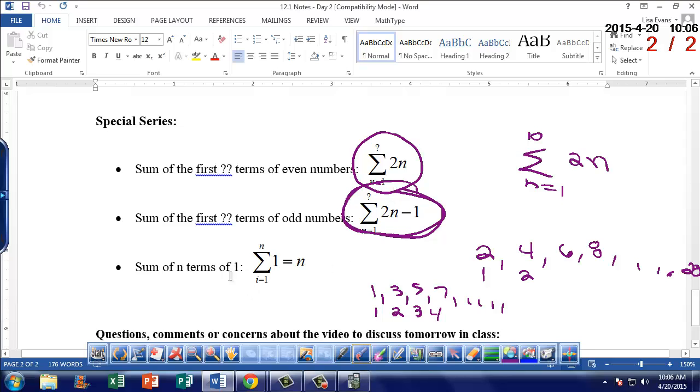And then lastly, this is the example that went with example number 3 above, the sum of n terms of 1. So if I want the sum of 50 terms of 1, I would plug 50 in here. But I don't need to put it in my calculator because the answer would be 50.